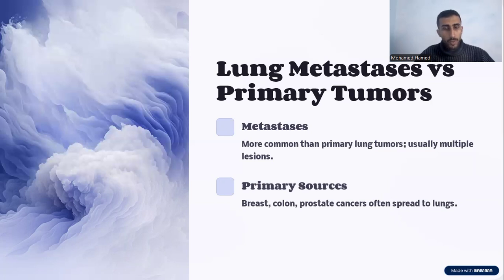The primary sources for these metastases are breast, colon, and prostate. The breast, the colon, and the prostate are the most common sites that metastasize to your lungs.